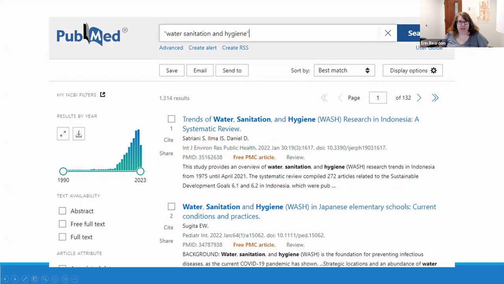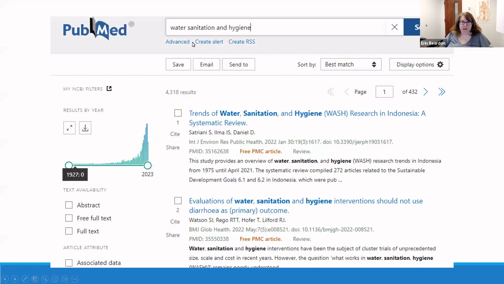Water sanitation and hygiene is a concept in public health called WASH. So if we search for that as an exact phrase with quotation marks, we're only going to find these articles that say water sanitation and hygiene, 1,300 results. If we take away those quotation marks, we've got over 4,000 results. Water sanitation and hygiene articles are going to be found where it will mention like sanitation somewhere in the abstract, it'll mention hygiene somewhere in the abstract, or water somewhere in the abstract, but not as that exact phrase. And there's going to be articles that are relevant that you would miss if you used the exact phrase.